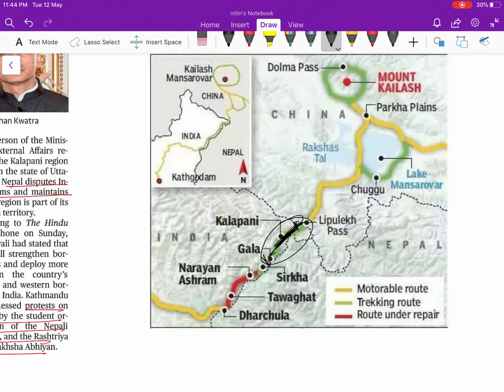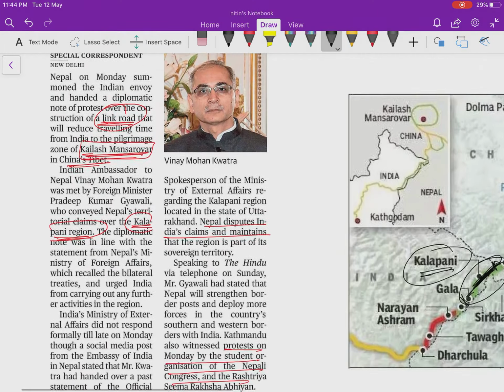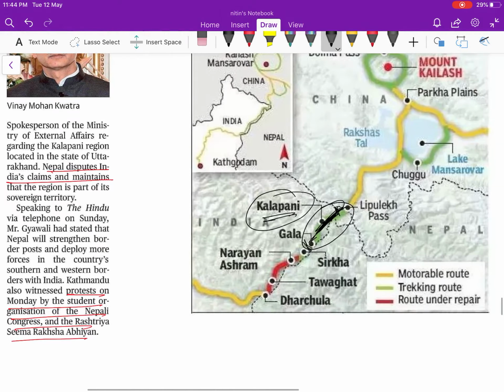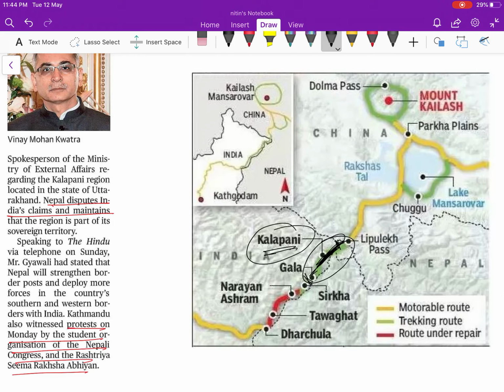So why has Nepal raised the objection? Well, this pass passes through the Kalapani region. Now the Kalapani region, Nepal claims it, and it is a part of disputed territory. Nepal claims it, India claims it, right? So Nepal has raised the objection that it is a breach of the sovereignty of Nepal, and there have been protests in Nepal as well regarding this issue. So a mapping-based question can be asked: Kalapani is where, between which two countries it is under dispute. Lipulekh Pass.